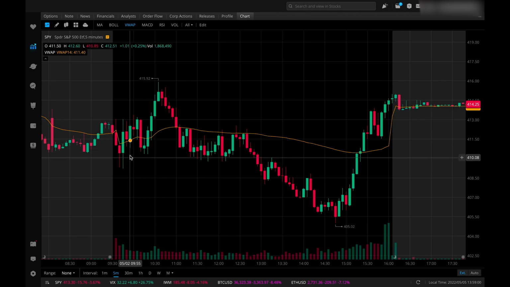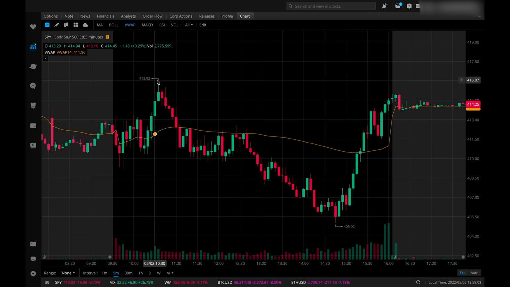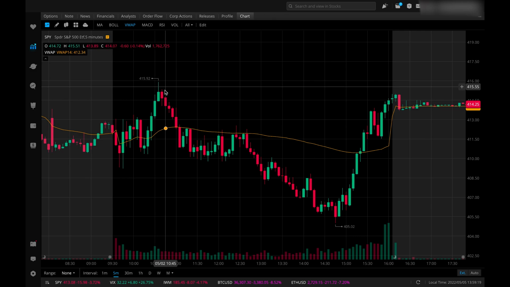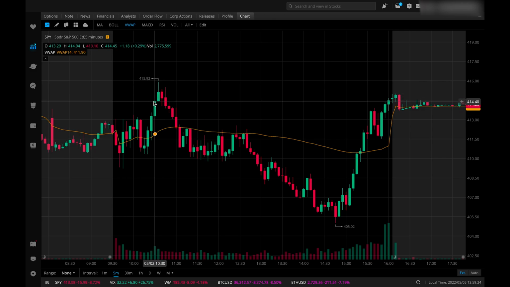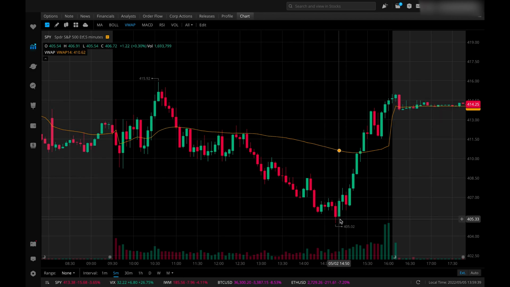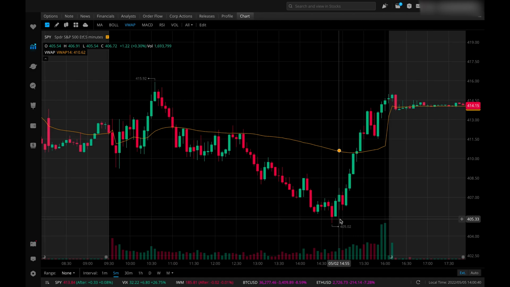But let's say that they had bought around 416 and VWAP is sitting at 412, but then they go to their client or boss and tell them that they bought at an above average price compared to the rest of the market, then they're not going to be as happy with them compared to if they had bought at a below average price.